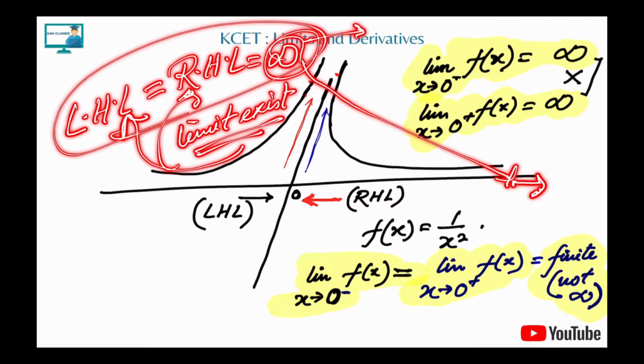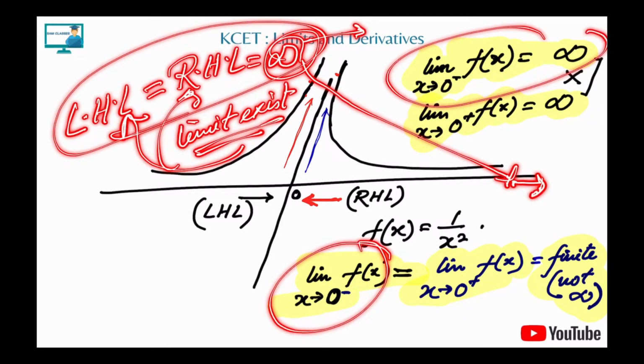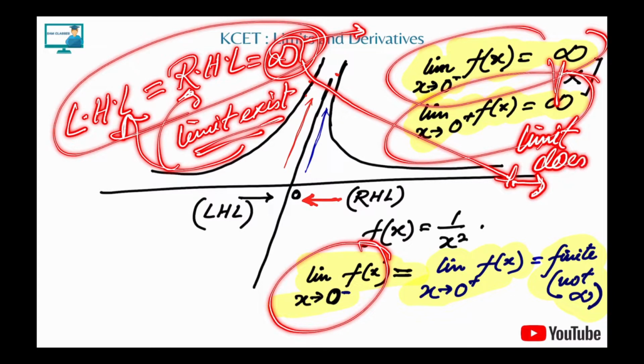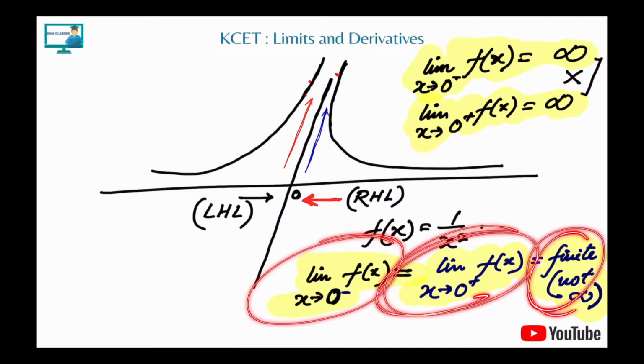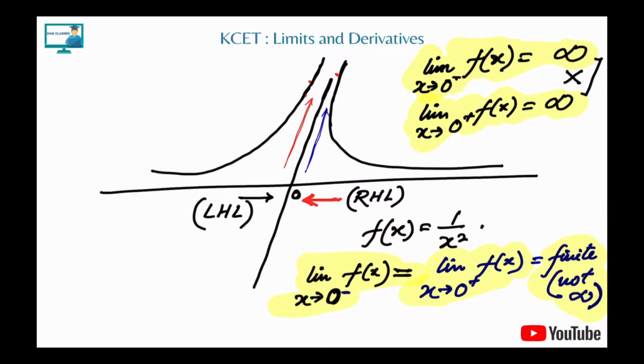Not an infinite value. So that's why the left hand limit is equal to infinity and that is equal to the right hand limit, but these two are not equal to a finite value. So we'll say the limit doesn't exist. Correct? Very important that the left hand limit was equal to the right hand limit but was not equal to a finite value. That's why we said the limit doesn't exist. And if it has to exist, it has to be finite. Very important. Coming to the next page.